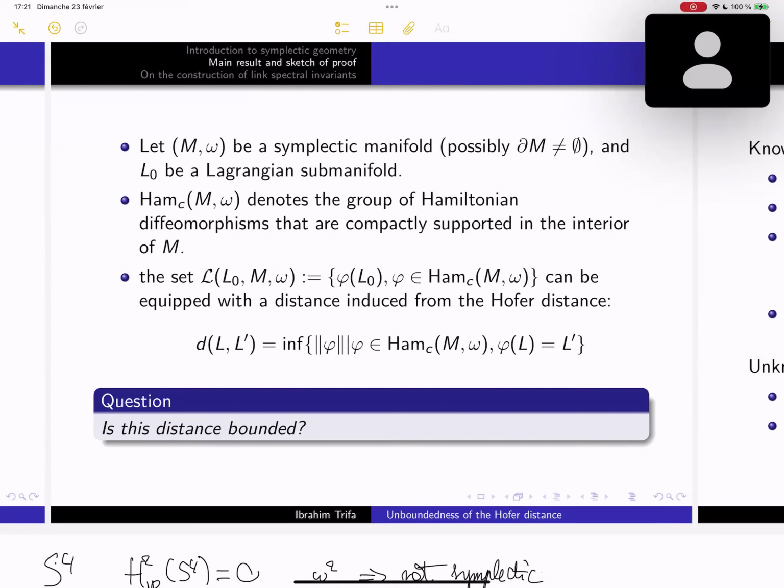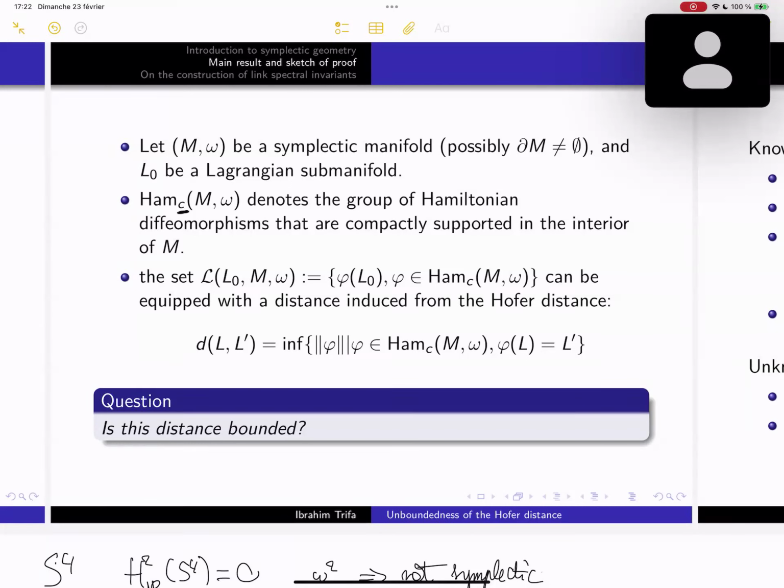So now that we possibly have boundary, we need to restrict a bit the Hamiltonian diffeomorphism we will consider. So we will ask them to be compactly supported in the interior of M. So this is why there is a small c here in my notation for compactly supported. And we will look at the set of Hamiltonian isotopies of the Lagrangian L0.